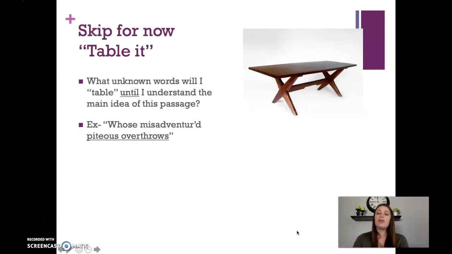Okay, so another thing that you can do when you're not sure what something means, table it. Okay, skip it for now. What unknown words will I table until I understand the main idea of this passage? Sometimes it's okay if you don't understand every single word that you read, as long as you're getting the big picture. Okay, the big picture is more important initially. When you're going to actually analyze the words and the lines, then maybe you want to go back and really dig deep with them. But your initial impressions of a scene or a line, you want to get the big picture, okay?